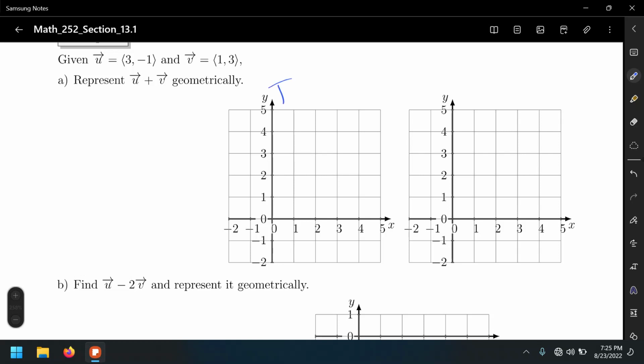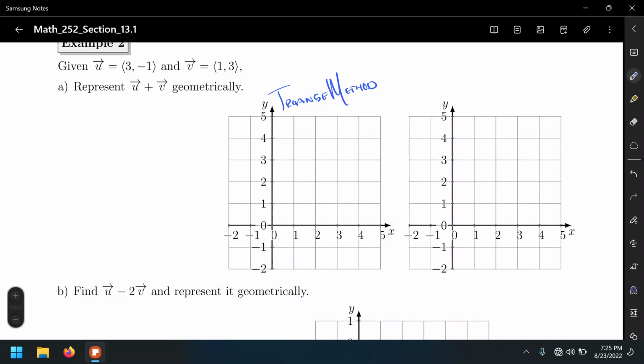Okay, so for the triangle method, let's plot the first vector, the vector u. So the vector u, which is (3, -1). All right.